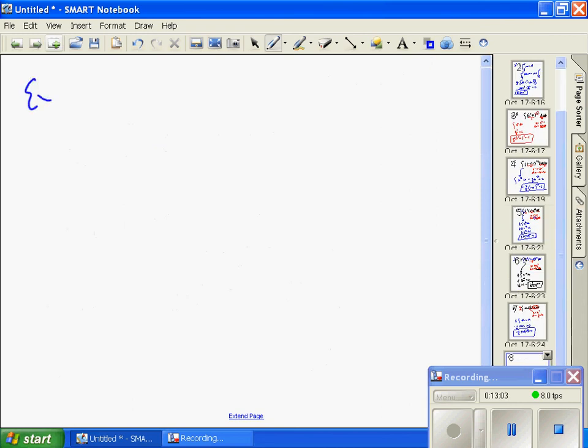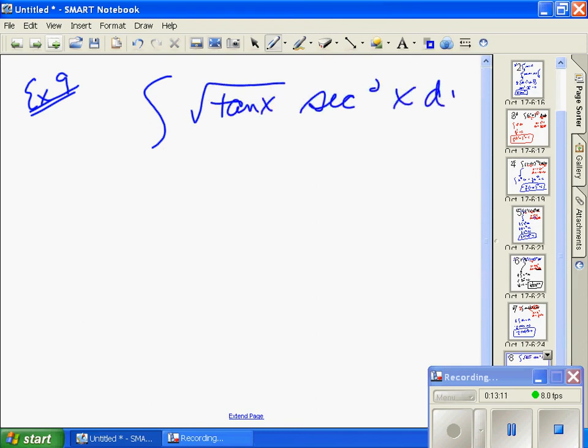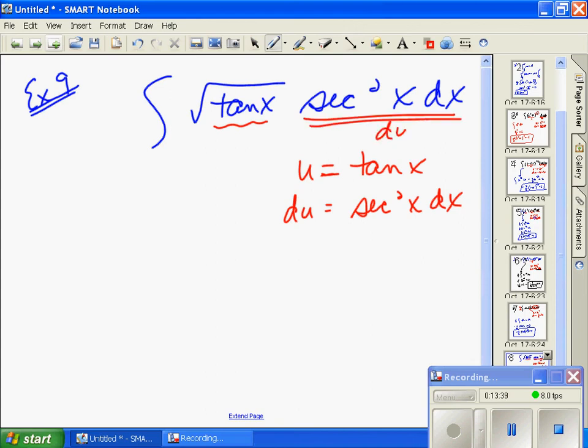Next one is example 9. I have the integral of the square root of tangent of x times secant squared x dx. Another hint I'm looking for is I see a radical, so I'm going to look inside that radical and let my u be tangent of x. I'm also thinking ahead because I know that the derivative of tangent is secant squared, so du is going to be secant squared x dx. Again, I need that in differential form. And I'm really happy to see right there that that is my du. So there's my u, there's my du.